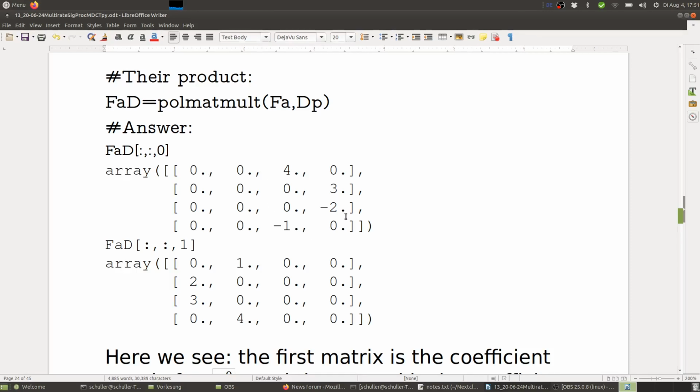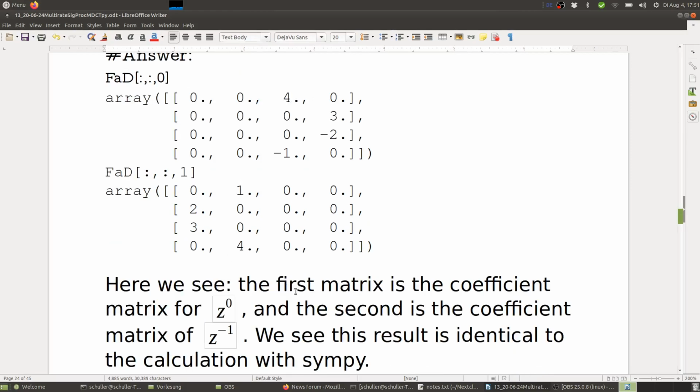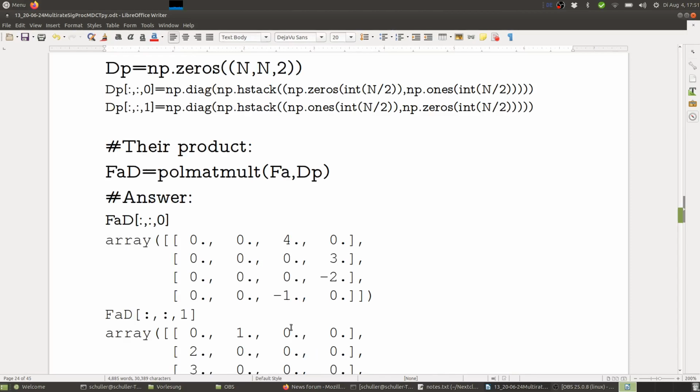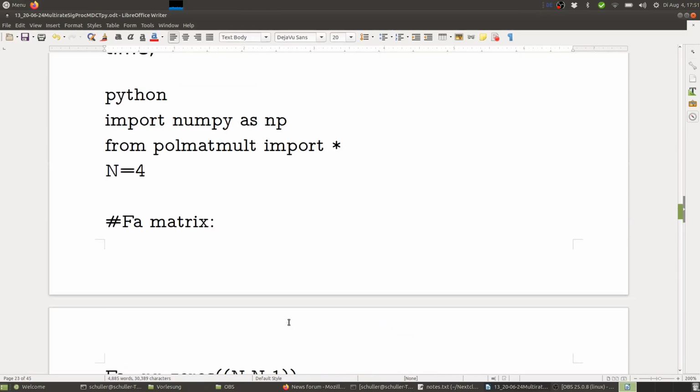Here on the right hand side you have the entries without the multiplication with z to the minus 1. And in the next slice we have the entries for z to the minus 1. Right, so the first matrix is the coefficient matrix for z to the 0, and the second is the coefficient matrix for z to the minus 1. So maybe I can just do it here, copy and paste.